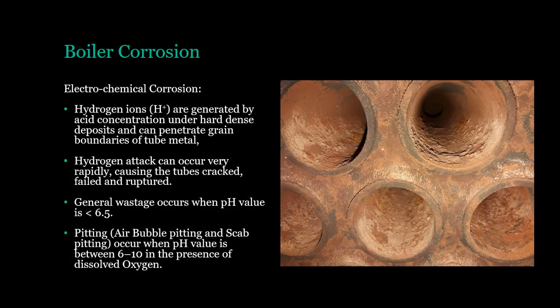Boiler corrosion. Electrochemical corrosion. Hydrogen ions are generated by acid concentration under hard dense deposits and can penetrate grain boundaries of tube metal. Hydrogen attack can occur very rapidly, causing the tubes to crack, fail, and rupture. General wastage occurs when pH value is 6.5. Pitting, air bubble pitting and scab pitting, occur when pH value is between 6 to 10 in the presence of dissolved oxygen.